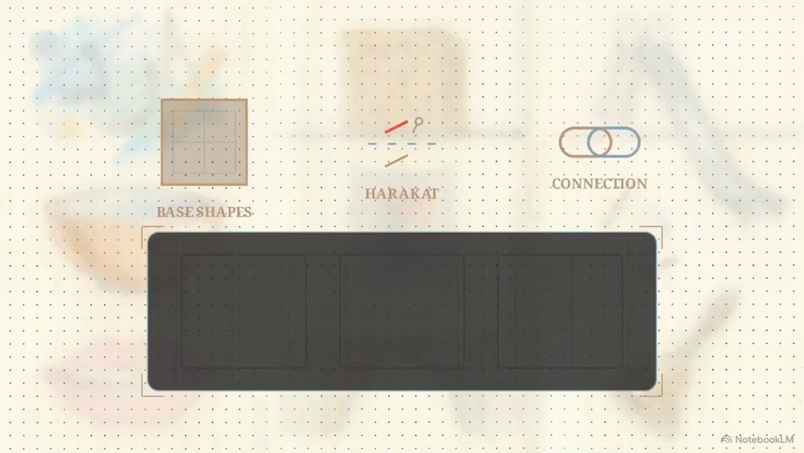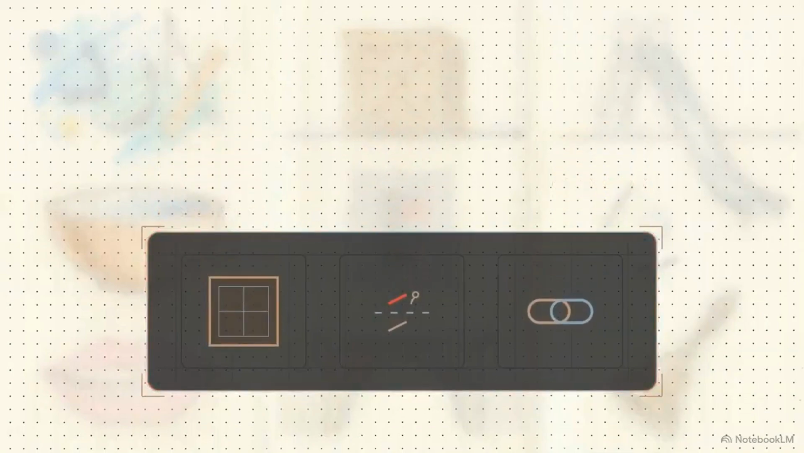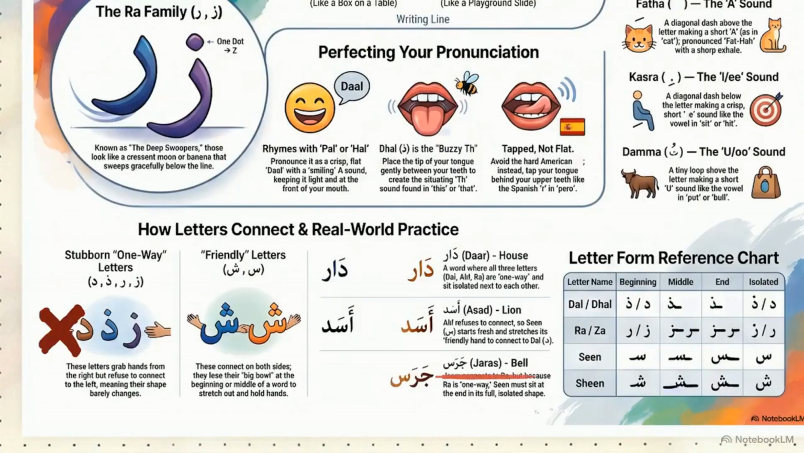We have the base shapes, short vowels, and connection rules. Let's assemble a real word. This section breaks down the construction of the word Jaras, meaning bell. Reading from right to left, we start with the letter Jim, followed by Ra, and ending with Seen. Tracing the joinery, the Jim smoothly connects to the right side of the Ra. But Ra is one of our stubborn one-way letters. It flat out refuses to connect to the Seen on its left, creating a clear physical gap in the text.